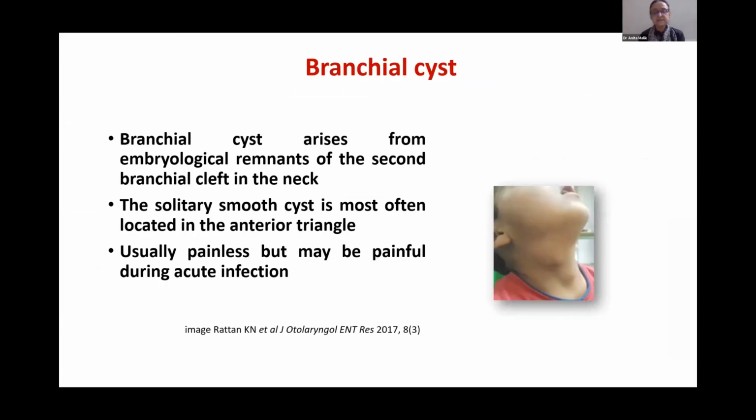Branchial cyst arises from embryological remnants of the second branchial cleft in the neck. The solitary smooth cyst is most often located in the anterior triangle. Usually it's painless, but may be painful during acute infection, and branchial cyst may also get enlarged, and it's been reported that it becomes a huge swelling and may impinge upon the airways.